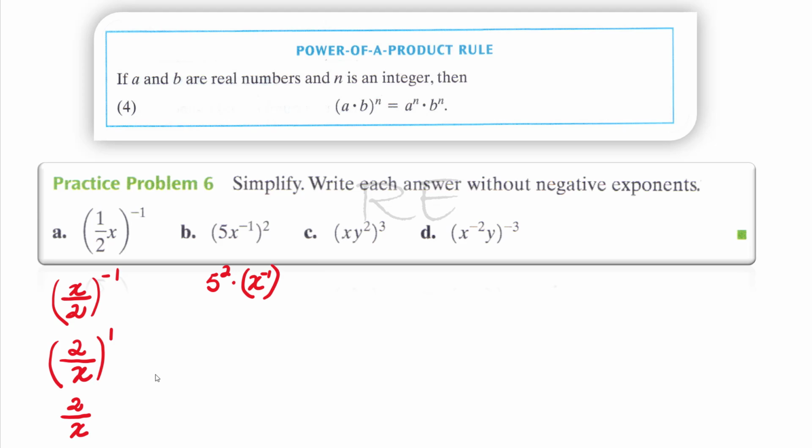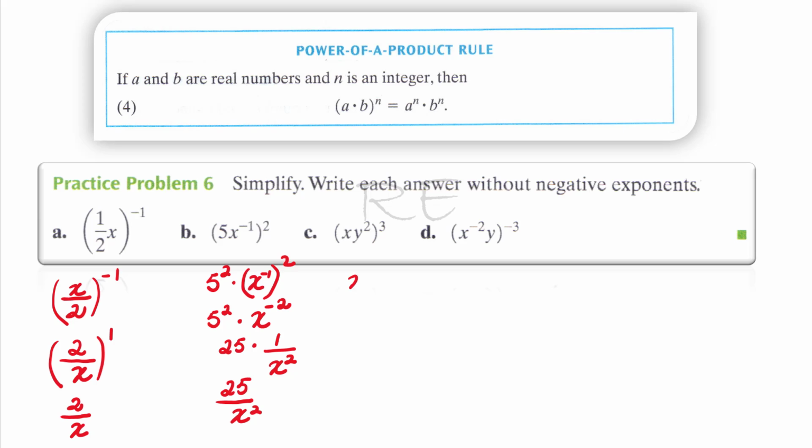(5x) to the negative 1 to the second. 5x to the second times x to the negative 1 to the second. 5x to the second times x to the negative 2, which is 5 to the second, 25, over x squared.